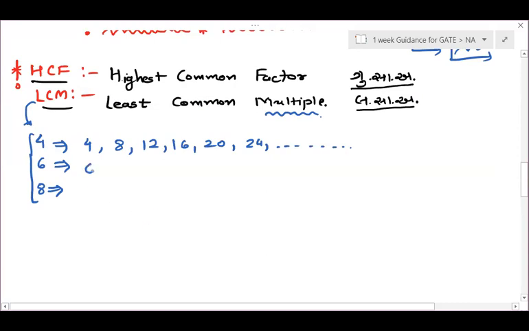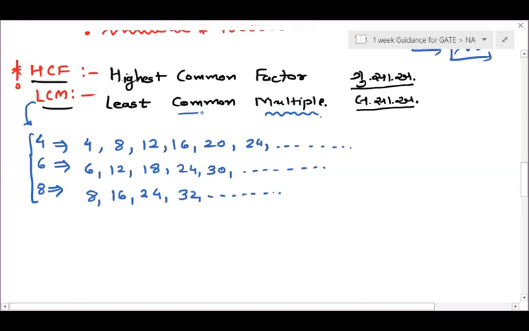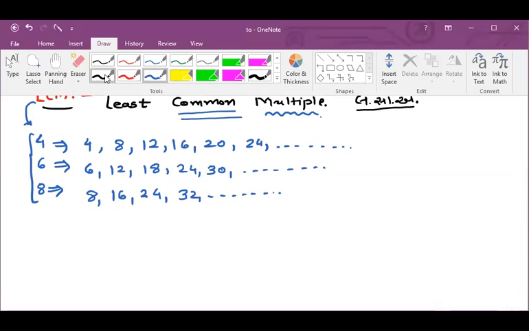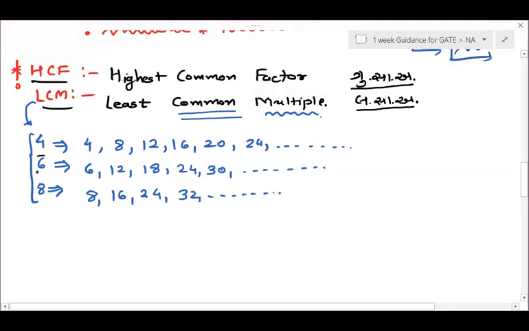Multiples of 6 are: 6 ones are 6, 6 twos are 12, 6 threes are 18, 6 fours are 24, 6 fives are 30, and so on. Multiples of 8 are: 8 ones are 8, 8 twos are 16, 8 threes are 24, 8 fours are 32, and so on. Now, their common multiples. First highlight their common multiples. What are the common multiples of 4, 6, and 8?